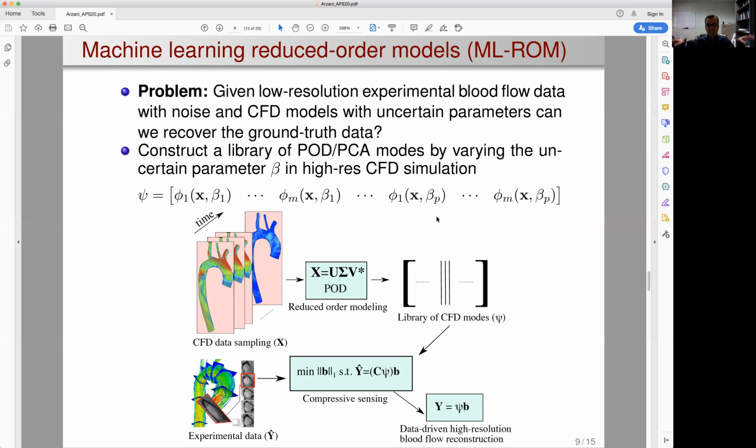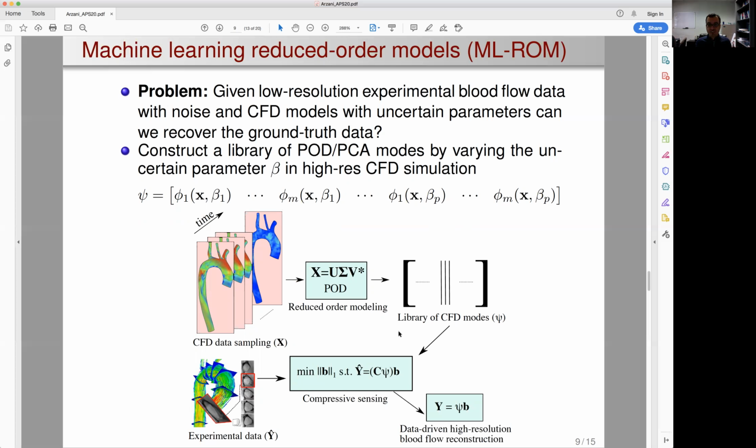So you can think of this matrix psi as a reduced order surrogate for all possible behaviors that your system could have. But you don't know exactly where your system is. You just have a reduced order approximation of all the possibilities that you think your system could have.